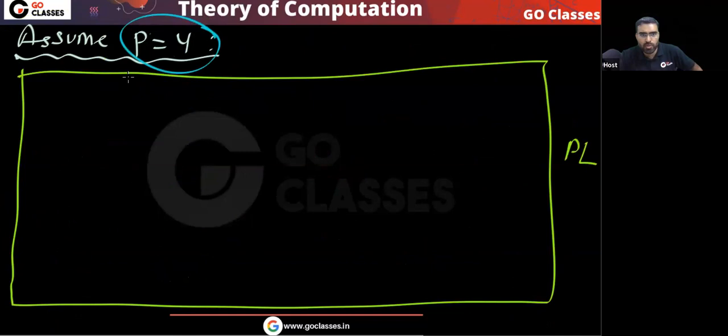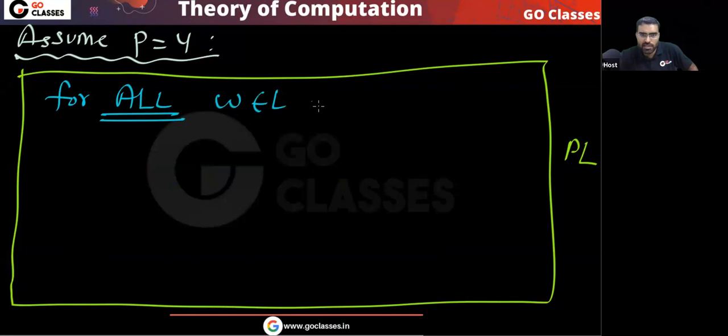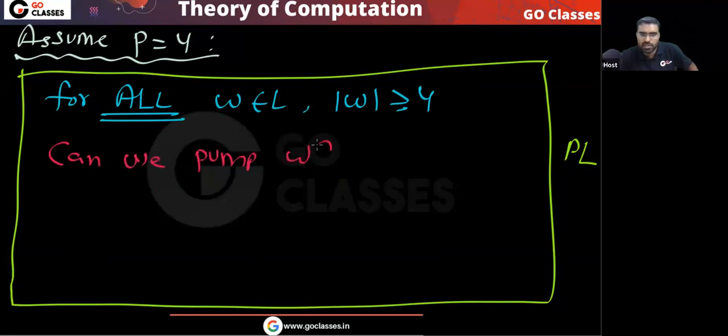So I'm already assuming P equal to 4. Now what do we need to do? For candidate strings means for every string we need to check. For all W in this language whose length is greater than or equal to 4, we need to check, can we pump them? For every such string, can we pump W? Yes or no? We need to check this.